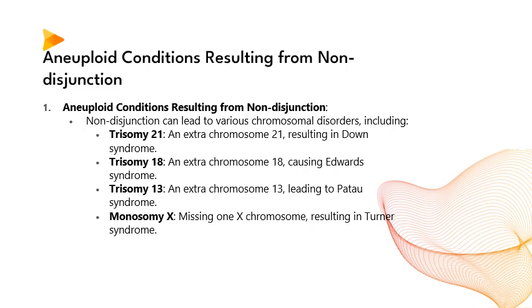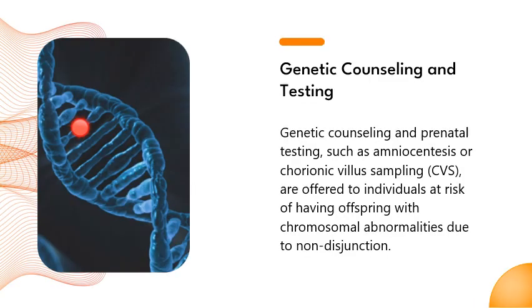Aneuploidy often leads to developmental abnormalities and intellectual disabilities. However, the severity of these conditions can vary widely depending on the specific chromosomal abnormalities. Some aneuploid conditions are incompatible with life and result in miscarriages or stillbirths. Genetic counseling and prenatal testing, such as amniocentesis or chorionic villus sampling (CVS), are offered to individuals at risk of having offspring with chromosomal abnormalities due to non-disjunction.